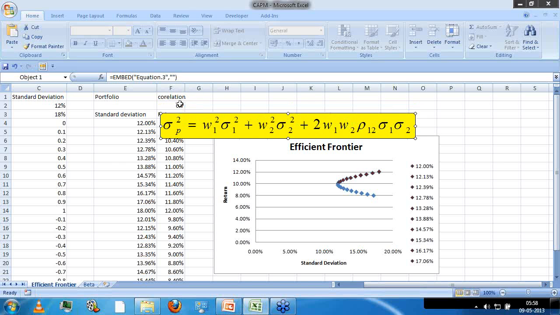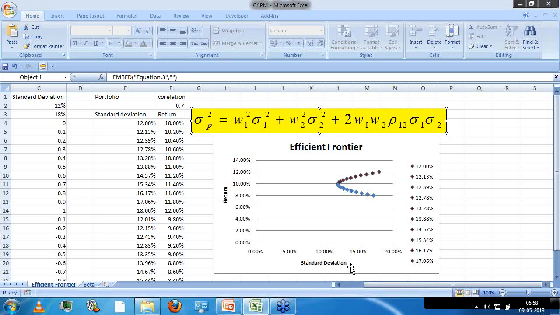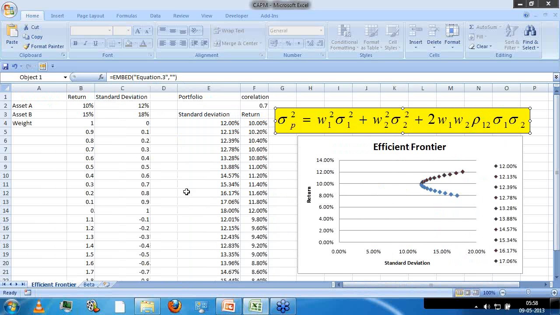which in this case is 0.7, right? And sigma 1 is once again the standard deviation of asset A, and sigma 2 is the standard deviation of asset B, right? So suppose that all these terms are given, that is the weight of asset A, this is the weight of asset A, and this is the weight of asset B.